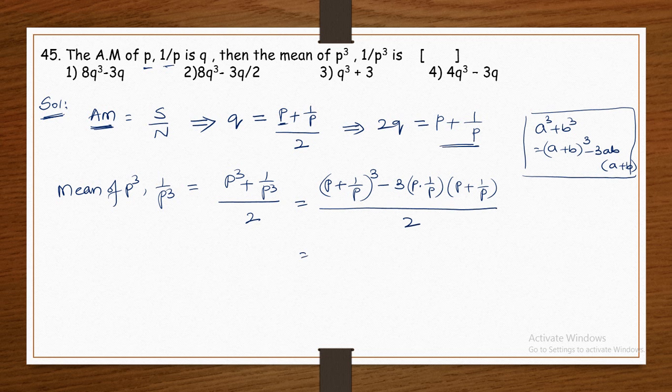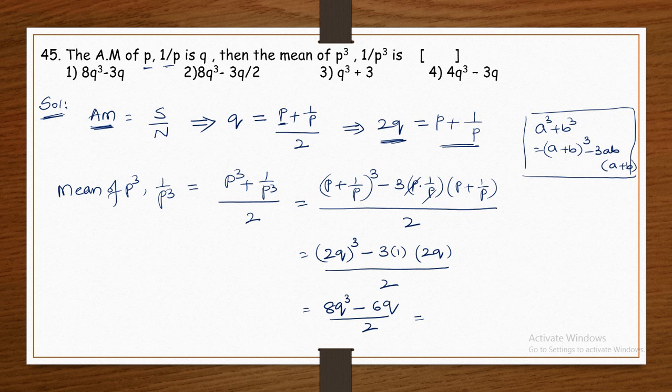Now already we know p plus 1 by p value is 2 times q. When I substitute here, 2 times q whole cube minus 3 times, p and 1 by p get cancelled, this value is 1, into p plus 1 by p, again 2 times q, divided by 2. So 2 times q whole cube is nothing but 8 times q cube, minus 3 times 2 is 6q, divided by 2. When I take 2 as common in the numerator and cancel, this gives me 4 times q cube minus 3 times q. So where is the option? 4q cube minus 3q. It is option number 4.